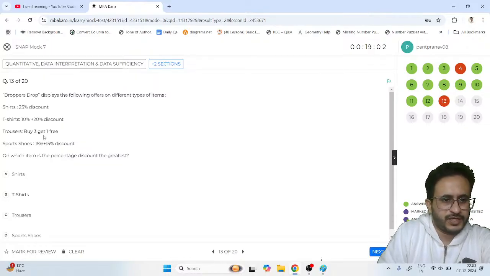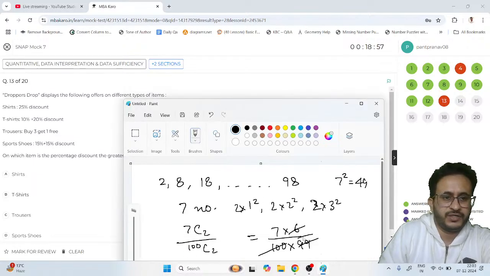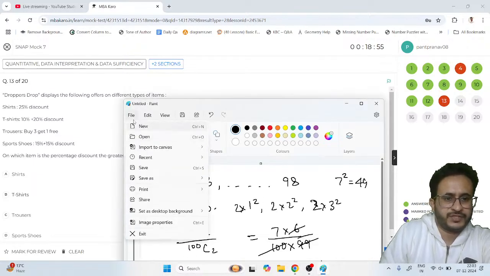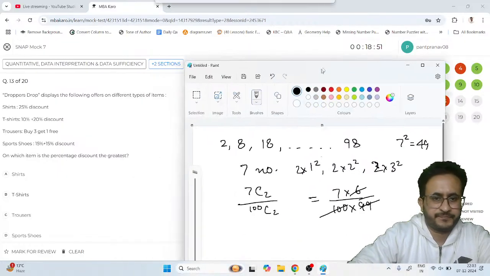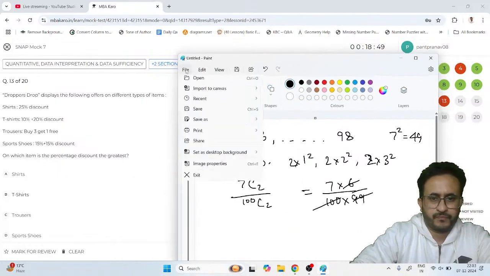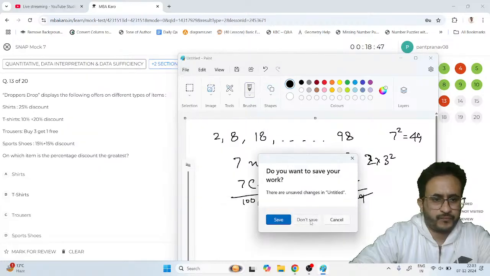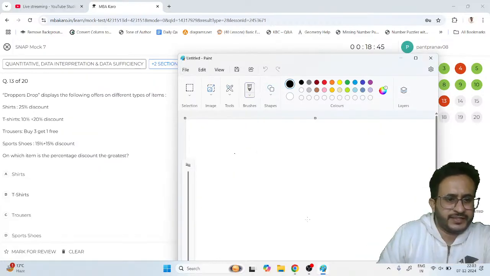Droppers drop. So something is given that first is 25% discount, 10 plus 20% discount, which it says which of the discount is the greatest. So greatest discount is, I think, first is 25% discount. So that is 25. 10 plus 20 is 28%.